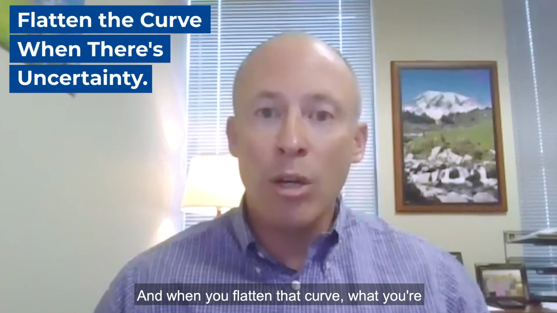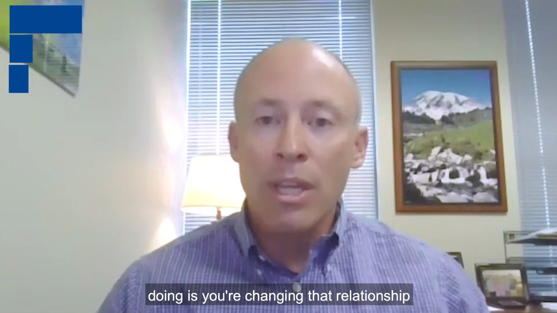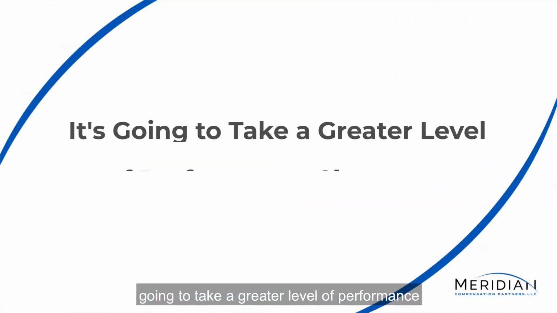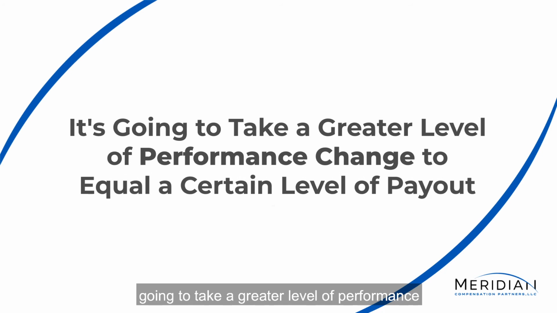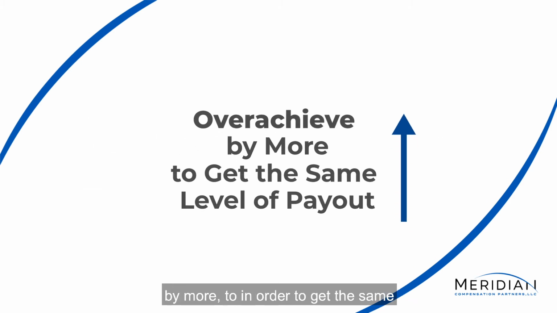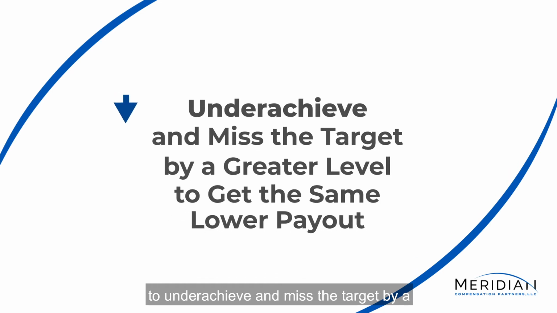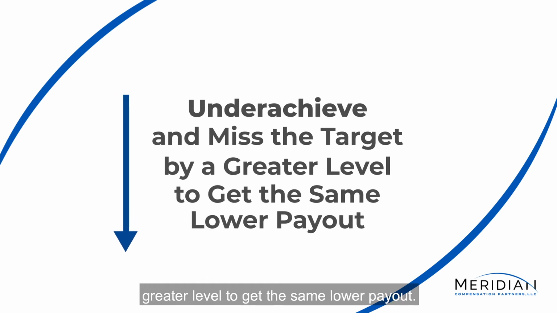When you flatten that curve, what you're doing is changing that relationship between pay and performance to say it's going to take a greater level of performance change to equal a certain level of payout. So we're going to have to overachieve by more in order to get the same level of payout, or we're going to have to underachieve and miss the target by a greater level to get the same lower payout.